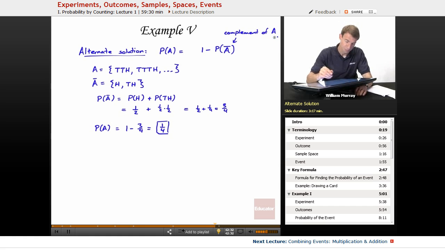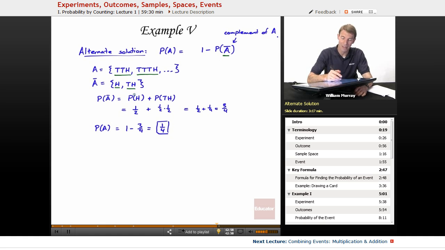So let me make sure that that's still clear. What we did here was we calculated the complement of A. That means everything that is not inside A. So it's sort of the opposite set from A. A was tail, tail, head, tail, tail, tail, head, all the strings with 3 flips or more. So the complement is all the shorter strings. That's just getting a head or getting a tail and a head.